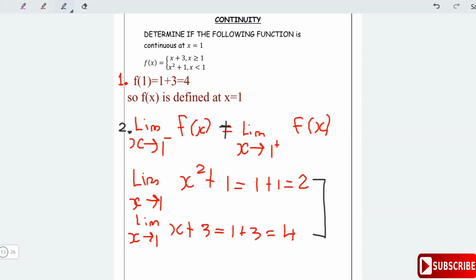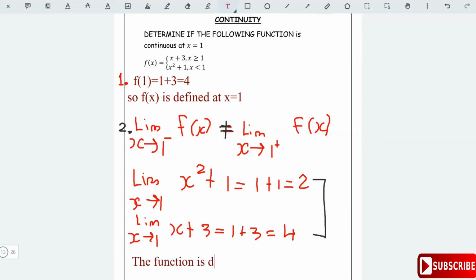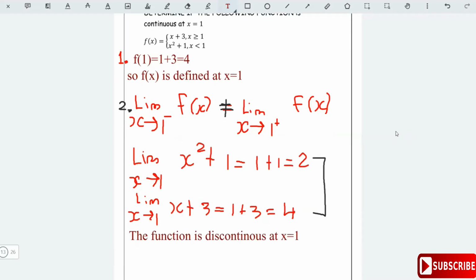Since they're not equal, we don't even need to go any further. The function is discontinuous at x equals 1. And that's all we have to do. Discontinuous at x equals 1. Nice. Out of the way. Done and dusted. Let's go to another example.